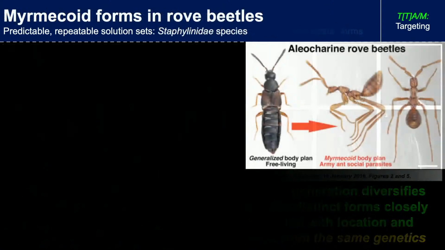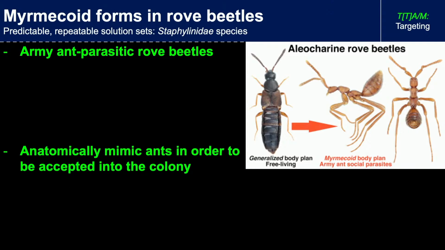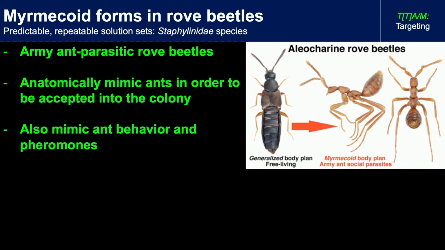Okay, here we go. So, these are rove beetles. Now, rove beetles are parasitic on ants. And they do something very interesting. They anatomically mimic the ants in order to be accepted into the colony, where they eat the larvae and the food resources. And they also mimic ant behavior and pheromones in order to be accepted.